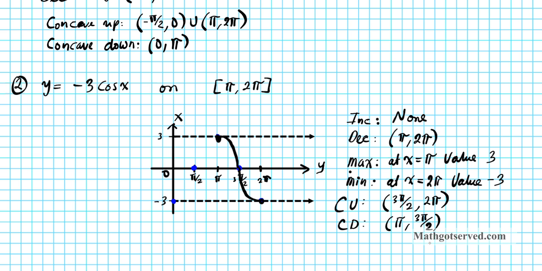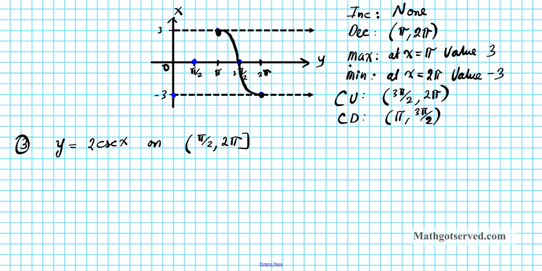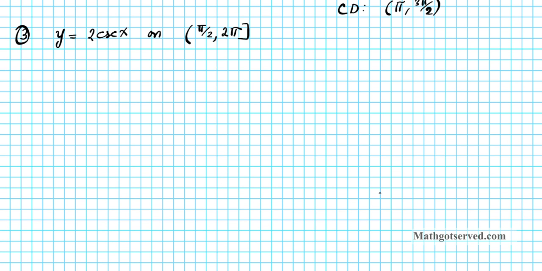Now let's take a look at question number 3. For 3, we have to graph y is equal to 2 cosecant x on the interval pi over 2 all the way to 2 pi, with 2 pi being included in the domain. All right, so let's see how we can graph this. This is an asymptotic trig function. So in order to generate the accurate cosecant curve, we must draw the related reciprocal identity of it.